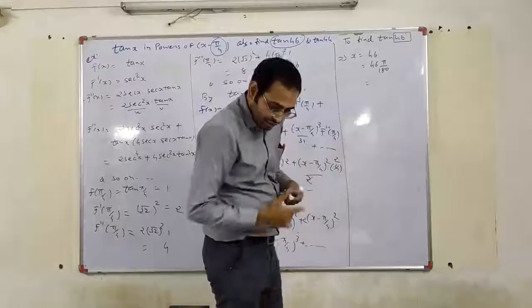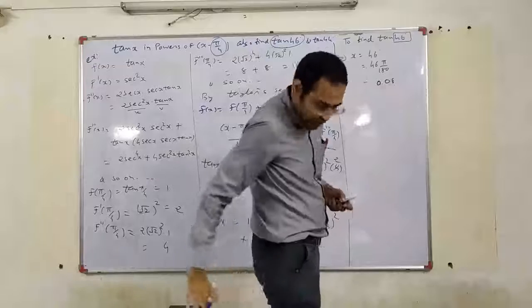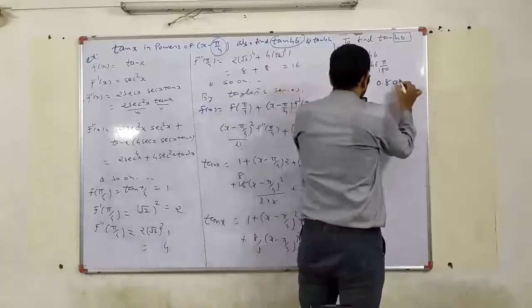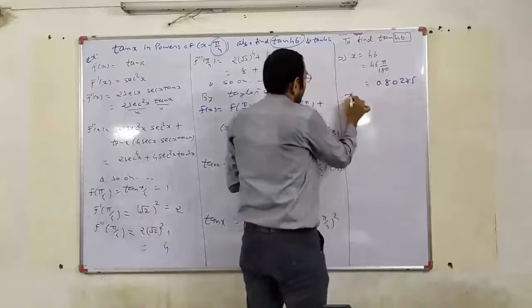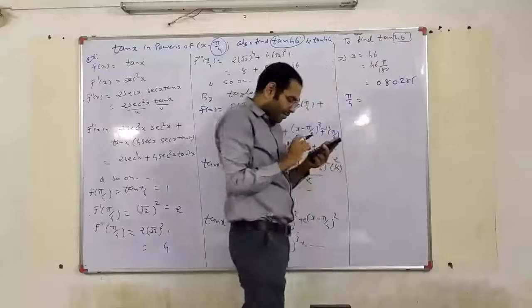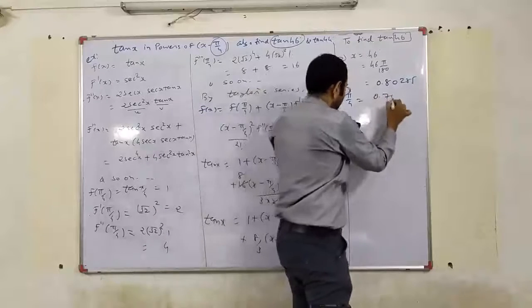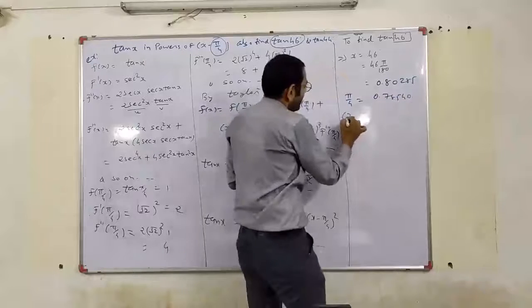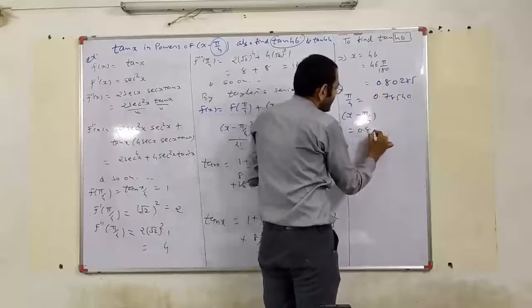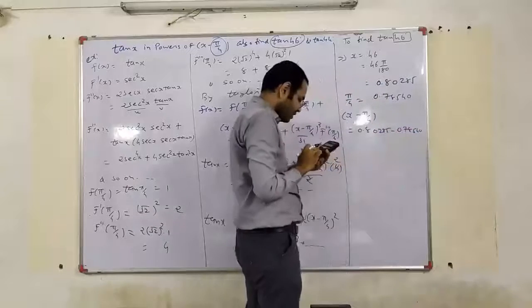Then we get 0.80285, and we have pi by 4. Then divide by pi by 4, then we get 0.78540. Then we have to replace x minus pi by 4, means the value of x, that is 0.80285 minus 0.78540. Then subtract these terms.